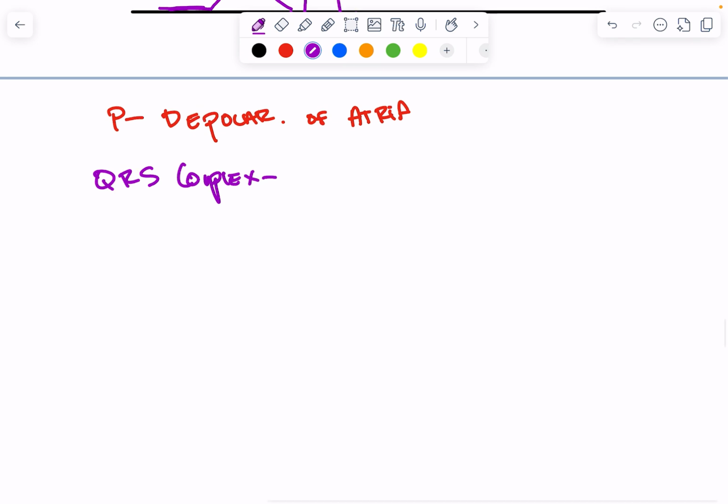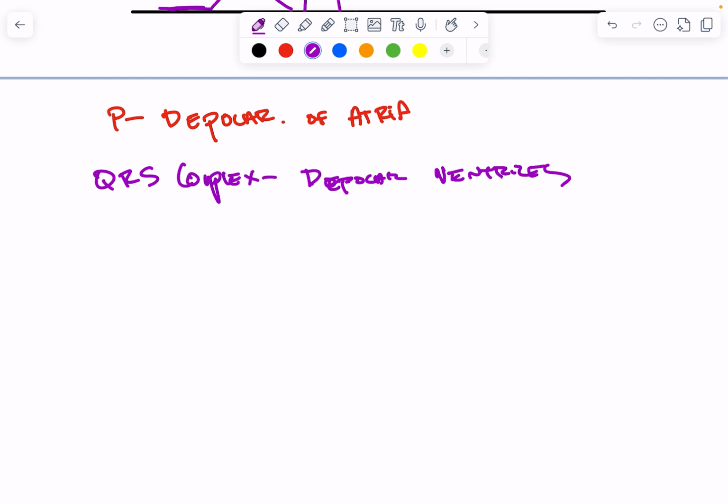And what's happening during the QRS complex is the depolarization of the ventricles. And what happens during the depolarization of the ventricles is there is going to be a contraction, which is going to allow blood movement throughout the heart.